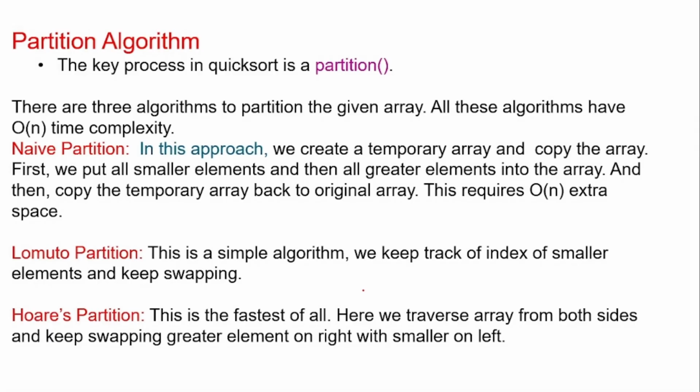Partition algorithm. Next, we have chosen the pivot. After that, you have to partition the given array into two halves, or two subarrays. The key process in quicksort is partition, so you have to write the algorithm to partition the given array. There are three different algorithms to partition the given array, all of which have order of n time complexity. They are naive partition, Lomuto partition, and Hoare partition. In this video, we are going to apply the Hoare partition.